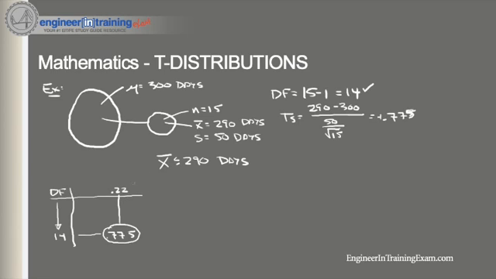So what that tells us is that if the company's claim is true, that the part life is 300 days, then there is a 22% chance that the average part life for 15 randomly selected parts would be less than or equal to 290 days. So a 22% chance that the sample mean of 15 parts would be no more than 290 days.